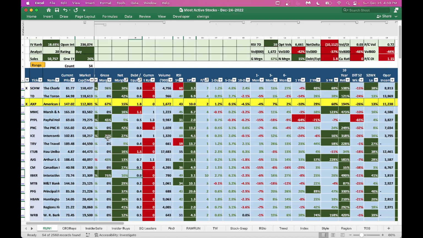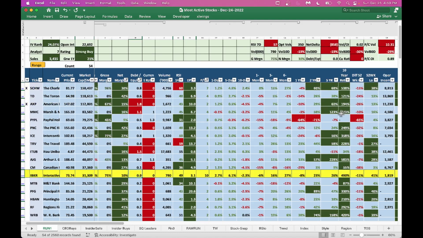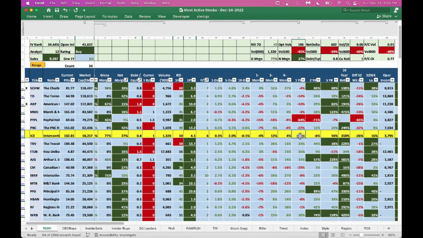And as you scan through here, you got PayPal. I would not add PayPal to my portfolio at this time. It's struggling. PNC is a good one here. And we got ICE, Intercontinental. Intercontinental is a great one here. 1 year negative 24. Let's look at some better place here.